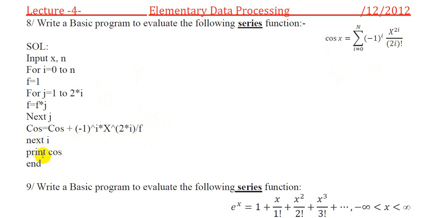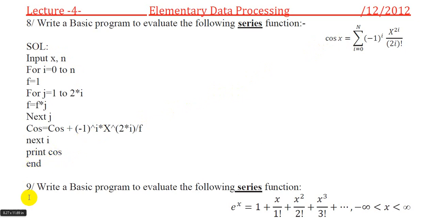Next I. Print the cosine function as a cosine function of the variable x, given in the commencement of the following program, or code. Input x, n. X is given as a variable for the cosine function in the left hand side of the equation. Then we print the cosine here.